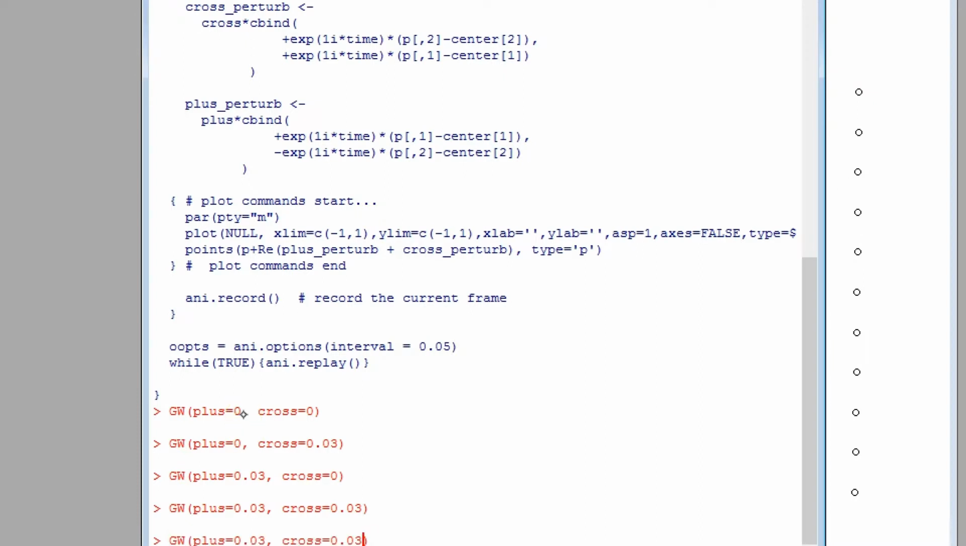Now then, what I'm going to do now is put a complex value for my cross polarization, and this will affect the phase. And so now, instead of being in phase, these guys are out of phase. The plus and the cross polarization are out of phase. Let's have a look at that.